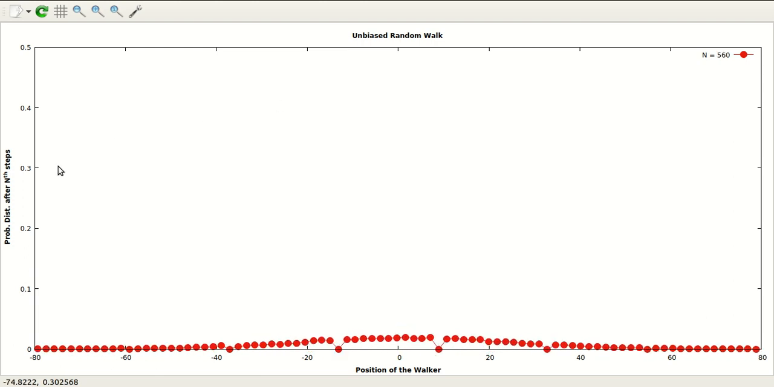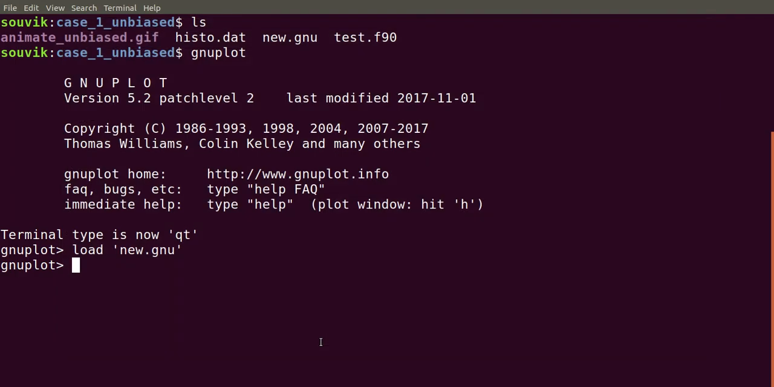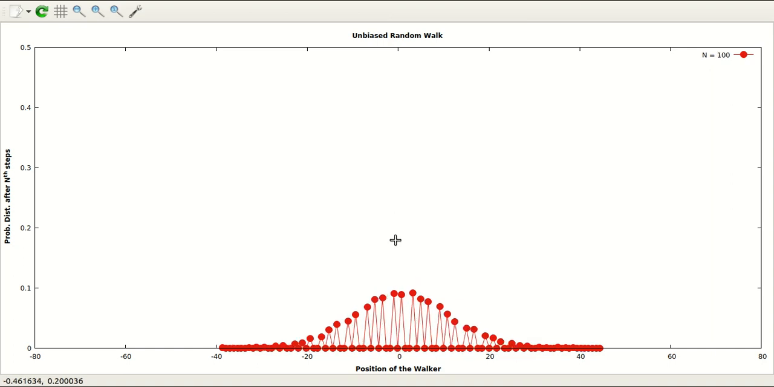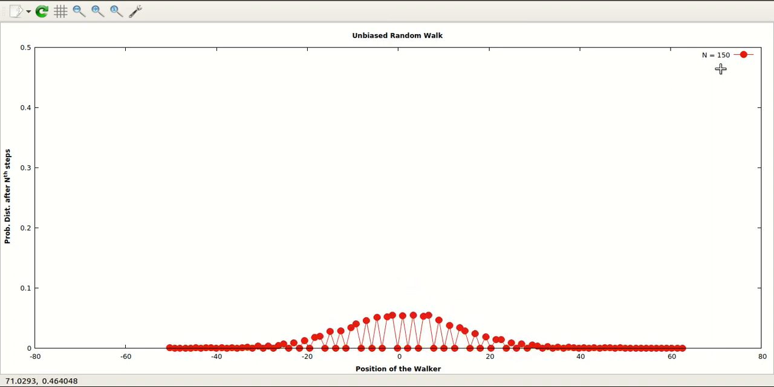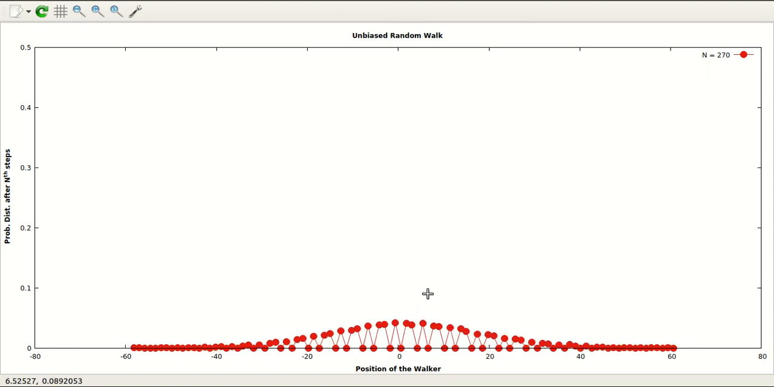On the x-axis I have plotted the position of the walker, and n is the number of steps taken. After 700 steps, 710, 740, 750 and so on, I am plotting the histogram, which is the probability distribution after n steps, for an unbiased random walk. As you can see, eventually it becomes flatter. As n increases, the width of the Gaussian increases and the height decreases, as expected from the theory.